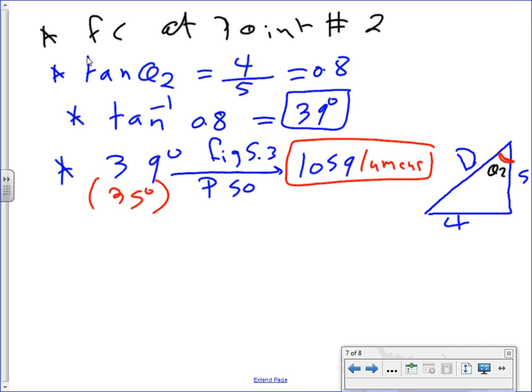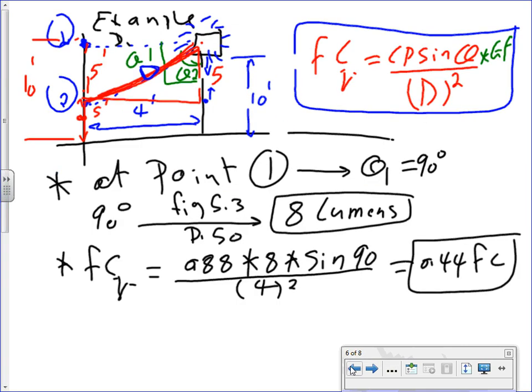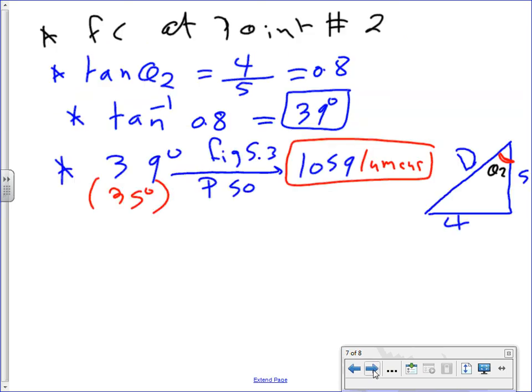Are we done? So what do we need to do next? We found the angle, and we found the lumens. What else do you need? D, the distance. So we need to find the distance. Let's go find the distance.